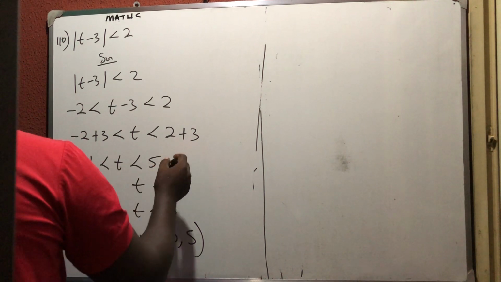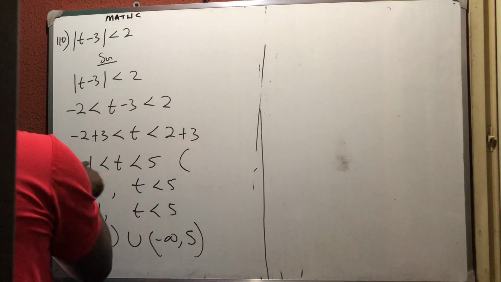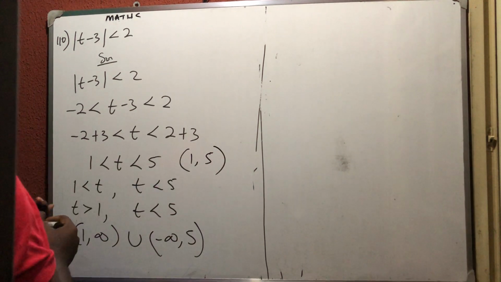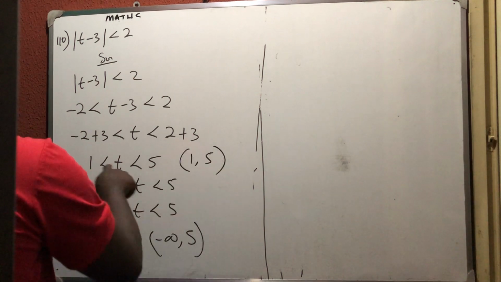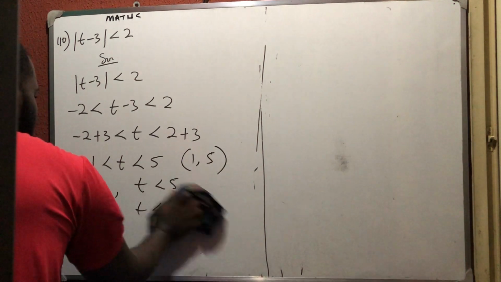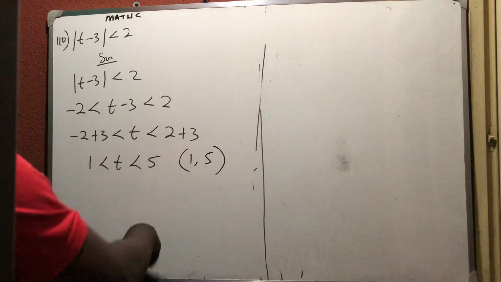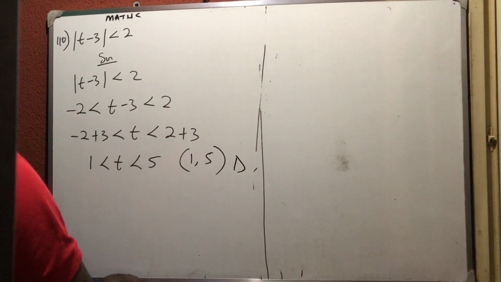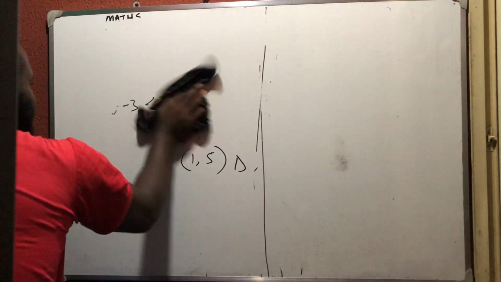Or you come to this place and write that it is from 1 to 5 as an open interval, because there is no equal to. So let us leave it like this. This is better. So option D is the answer. Option D. Okay, so that is that.